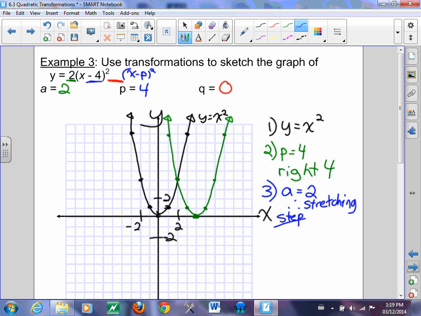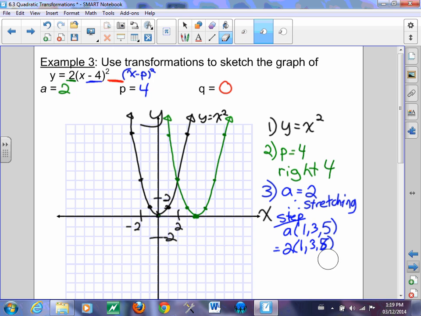Okay, so for our step pattern, it's A times 1, 3, 5. In this case, A equals 2 times 1, 3, 5. Sorry, I wrote down 6. Let me fix that. Okay, and then we have to figure out our new step pattern because it's changing. So it's going to equal 2, 6, and 10. So from the exact same vertex that we just drew, you can do this new step pattern. So over 1 up 2, over 1 up 6. You won't be able to do the over 1 up 10.